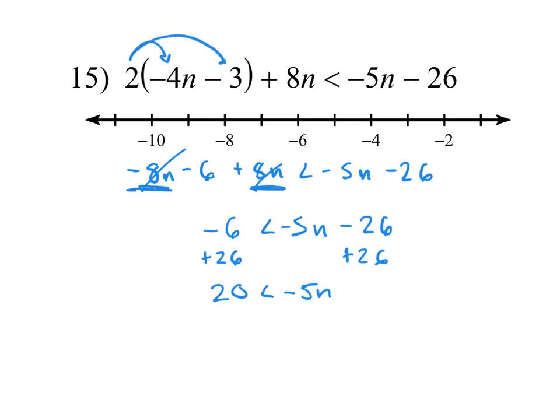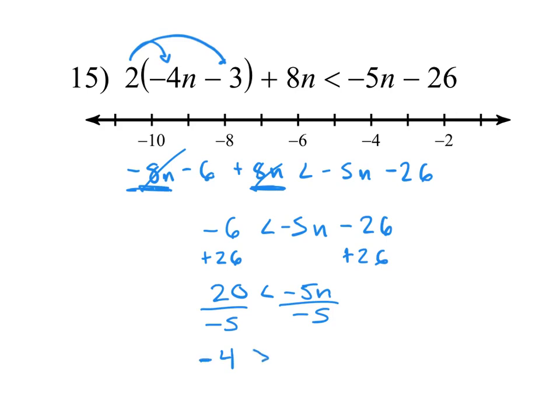Divide by -5. What happens when we divide by a negative? The sign flips. What is 20 divided by -5? -4. Our sign flips, so it goes from less than to greater than.